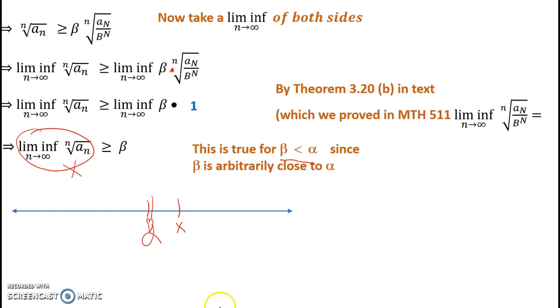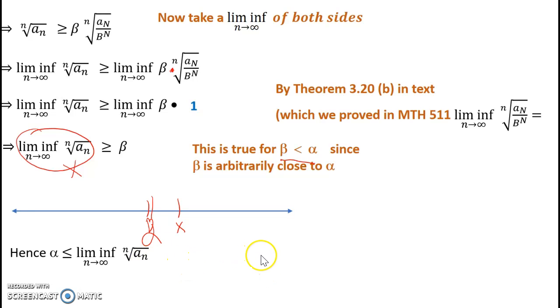At this point, we can now conclude, I hope you've been able to see that as I have, that since x is greater than alpha, alpha has to be less than or equal to the limit infimum as n approaches infinity of the nth root of a sub n.